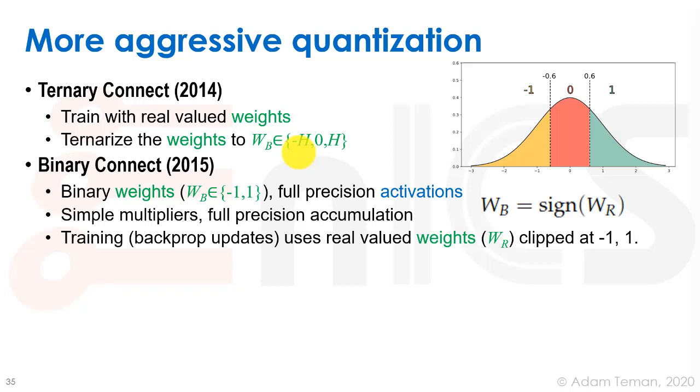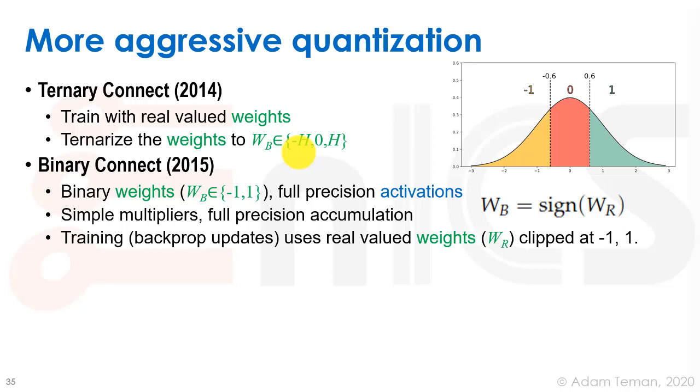Binary connect was an even more aggressive approach, and this was by the guys at Montreal, where they used binary weights, in other words, -1 and 1. 0 represents -1 and 1 represents 1. However, they kept the activations in full precision. It makes the multipliers very simple. You just have to look at the sign bit. Quantization is also really simple. You just look at the sign bit, and that's the quantized value. Accumulation was still done at full precision.